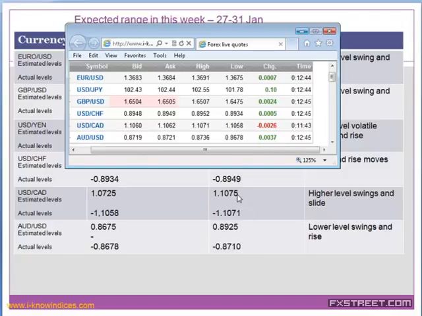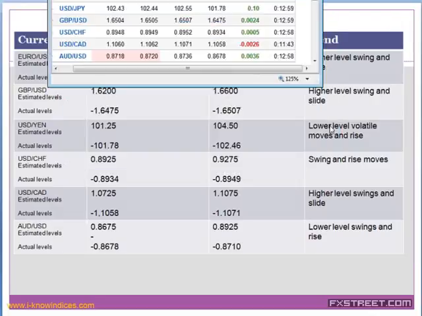So you could come across higher level swings and a slide in the case of the Canadian dollar, and lower level swings and a rise in the case of the Australian dollar. At that time you might find that Euro and GBP are making a drop, and USD yen is expected to make a downward move as well as an upward move alternately.